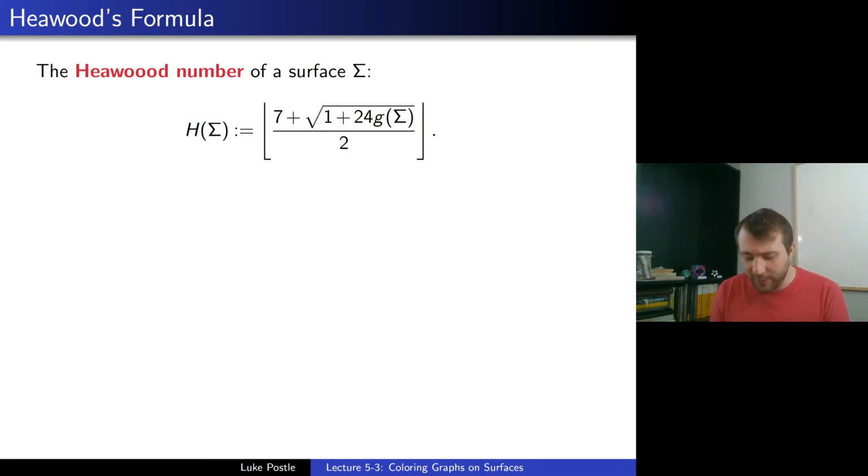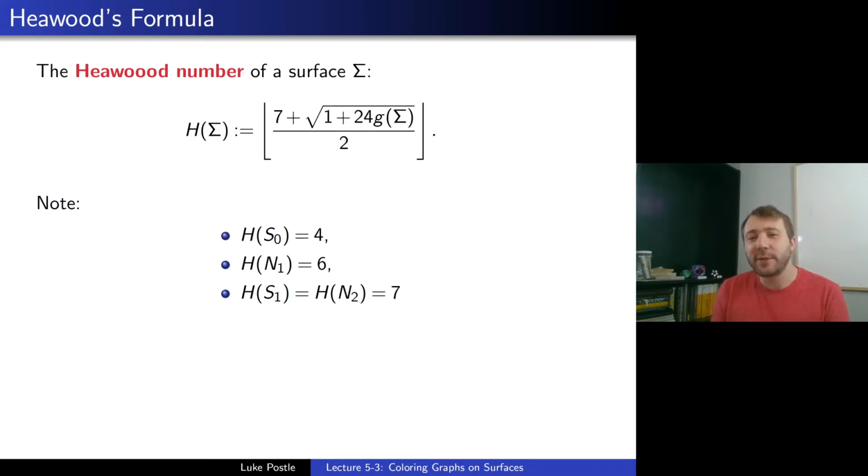So maybe if you're not used to this, let's just work a couple of examples. What happens when you're the sphere? When g is 0, you get (7 plus the square root of 1) over 2, which is 4, which actually accords with the answer from the 4-color theorem. He just didn't prove the 4-color theorem back then, of course. What about for N_1, the projective plane? Well, g is 1, so you get (7 plus the square root of 25, which is 5) over 2, which gives you 6, so that's a nice number.